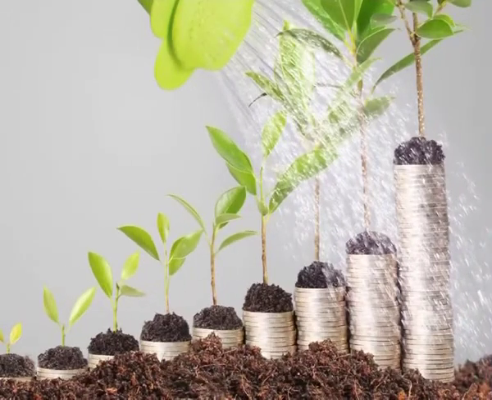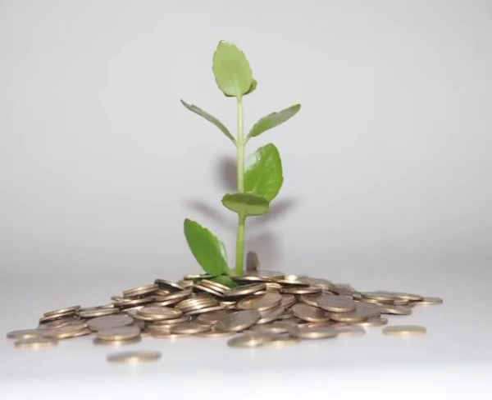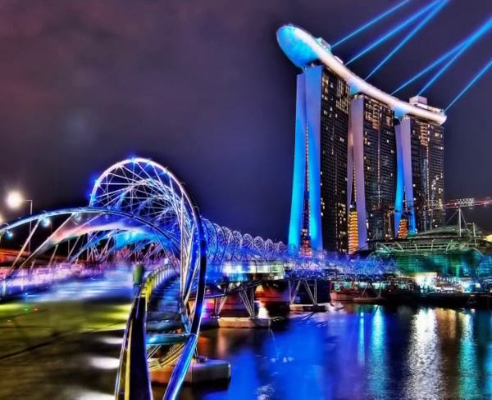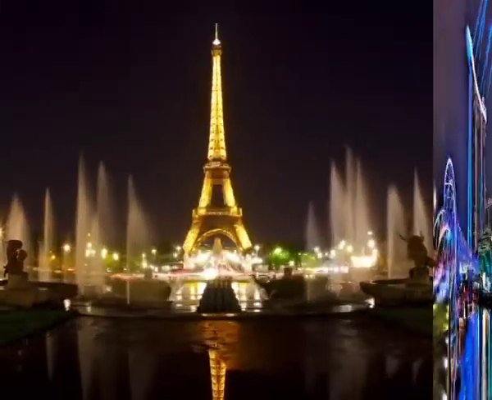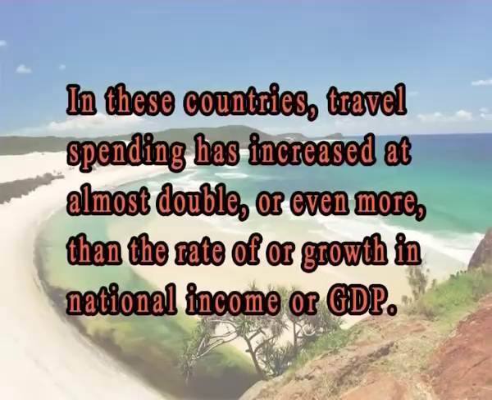After a certain income threshold, when all necessities in life have been met, discretionary income in the richer countries tends to be spent on what were formerly regarded as luxuries and services. In these countries, travel spending has increased at almost double or even more than the rate of growth in national income or GDP.